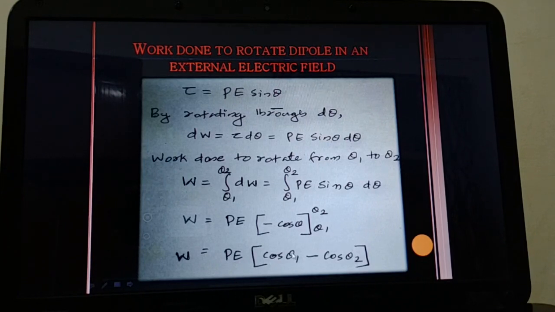What is theta 1 here? Theta 1 is the initial angle and theta 2 is the final angle through which it is getting rotated. So when a dipole is rotated from theta 1 to theta 2 within an external uniform electric field, the work done W is equal to PE into (cos theta 1 minus cos theta 2), where theta 1 is the initial angle and theta 2 is the final angle.